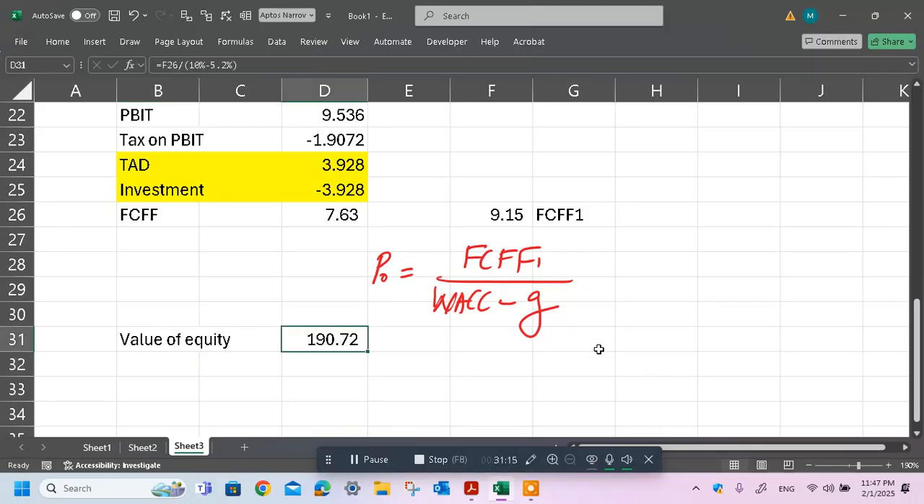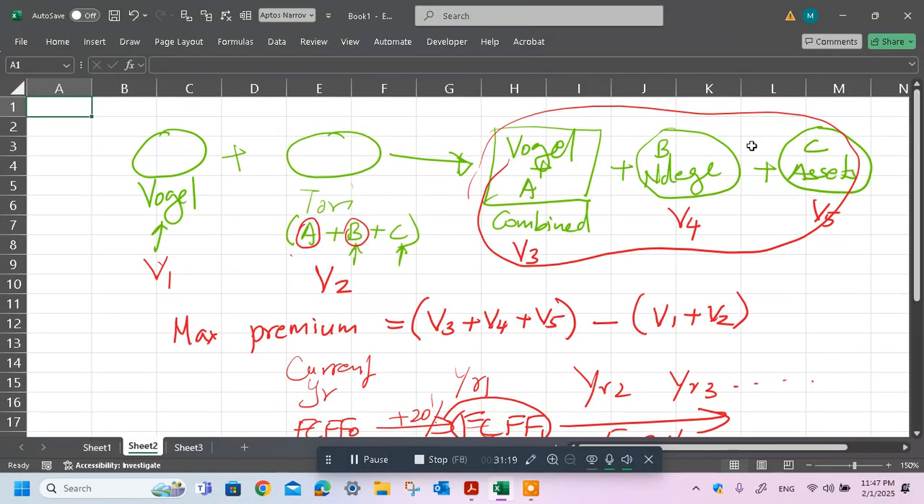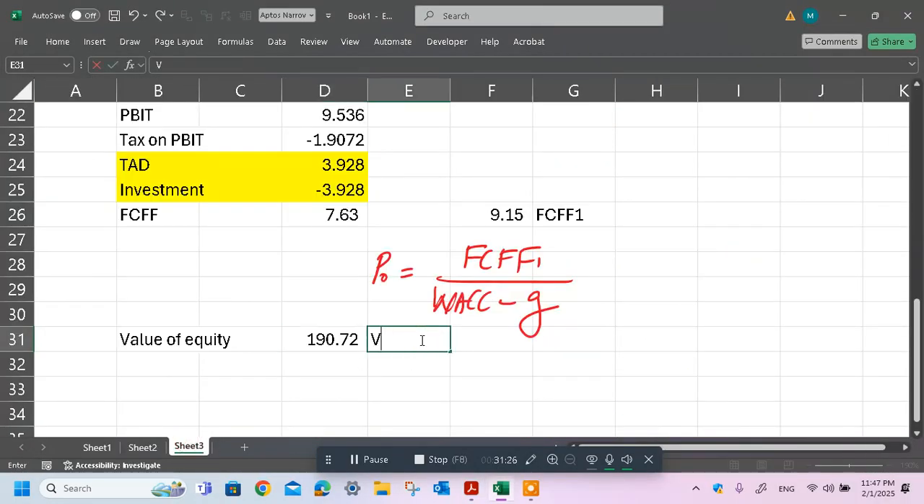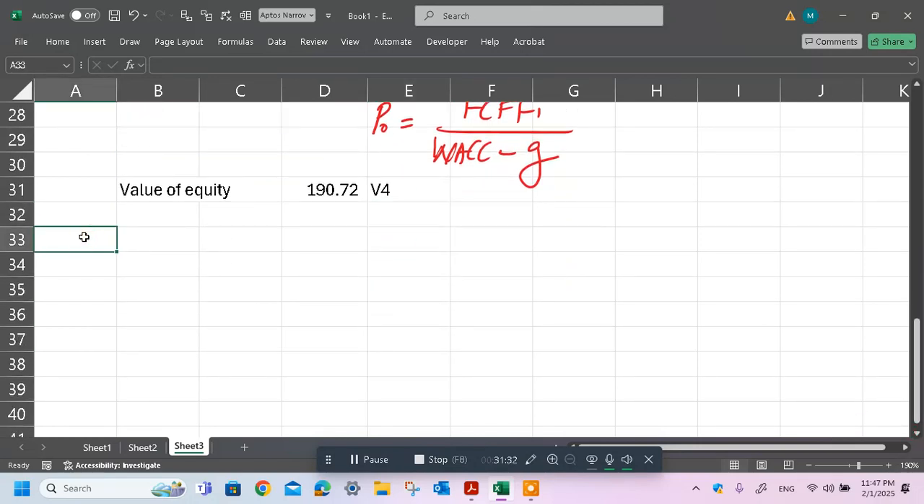Value of equity is this. This is what, go back and see the diagram. This is what we marked as V4, value of this company. Step by step, V1, V2, V3 done, V4 done, now V5. What is V5? The sales proceeds from Division C or Department C. You are selling the assets of Department C.